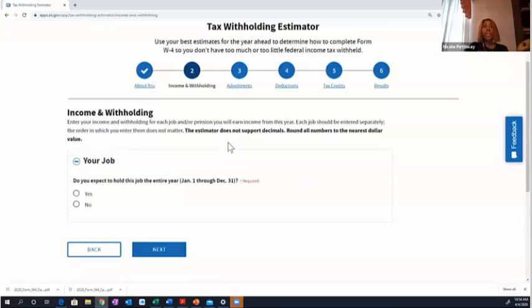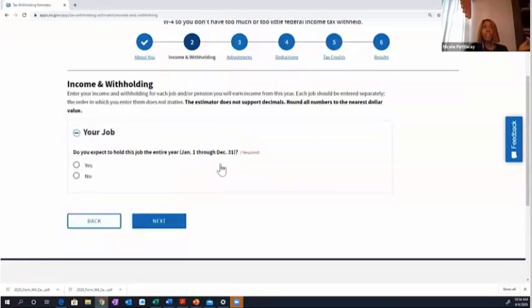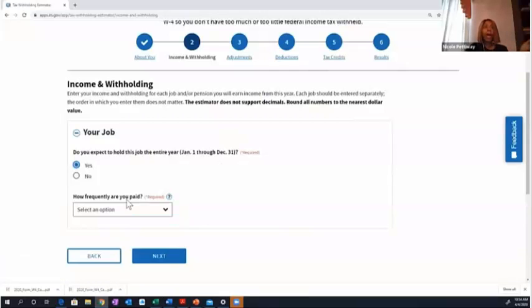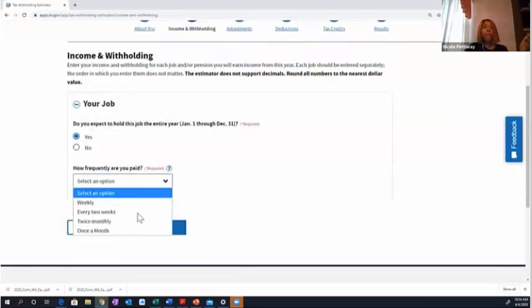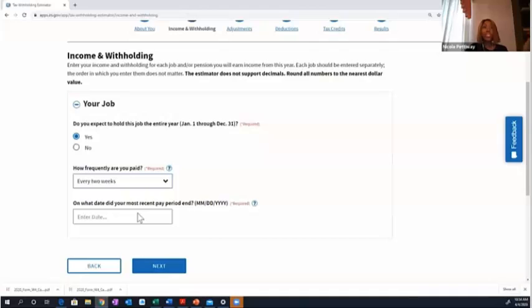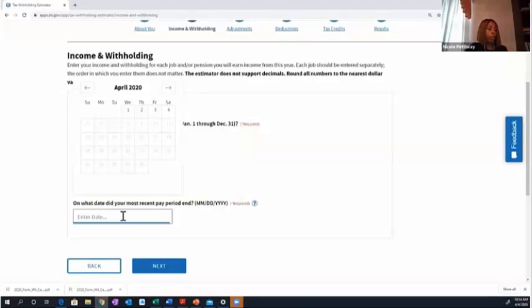The next section is income and withholding, all about your job. So do you expect to hold this job for the entire year? In the example I'm using, it's yes. How frequently are you paid? The example I'm using, this person is paid every 2 weeks, which is 26 times a year. On what date did your most recent pay period end? So here is a calendar, and you pick your most recent pay period date. So in my example, it was March 27th.